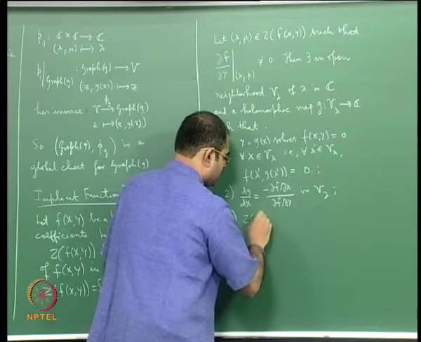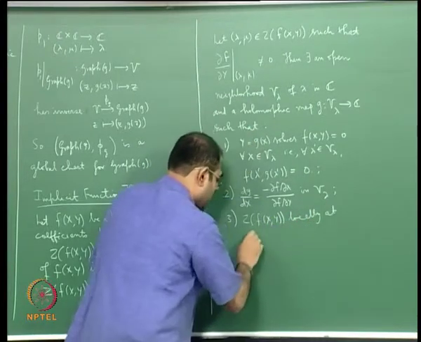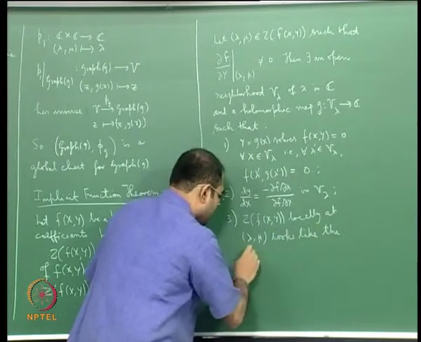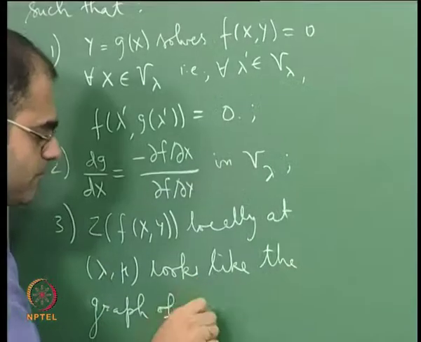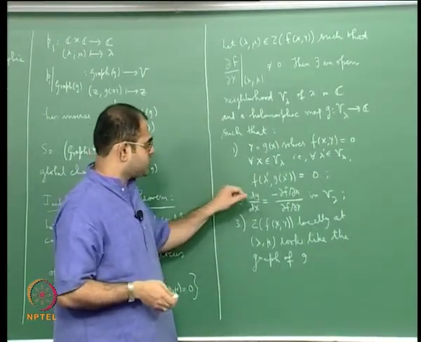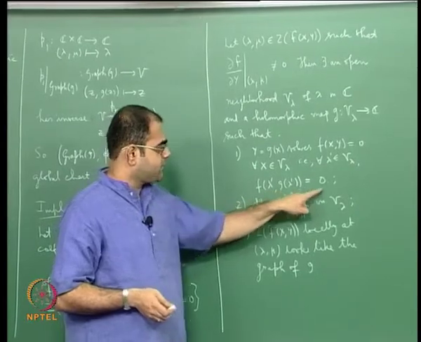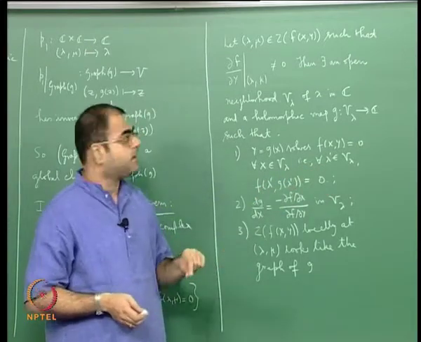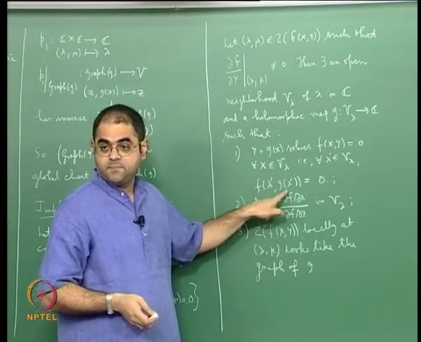Z, the zero set of f of x comma y, locally at the point lambda comma mu looks like the graph of G. In other words, the first point is for every lambda prime in V lambda, we have f of lambda prime comma g of lambda prime is 0. The other thing is if you take a point lambda prime comma mu prime in the zero set of f of x comma y, then it must happen that mu prime is actually g of lambda prime. That is what it says.